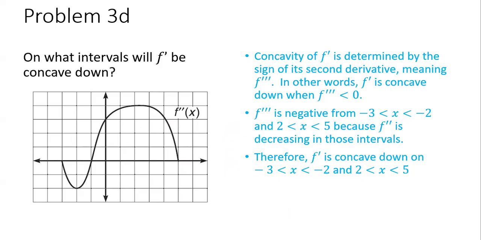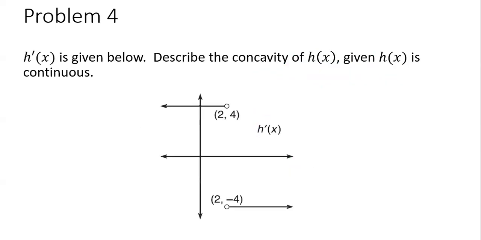All right. One more. Not as bad as the others, in my opinion. Okay. h prime is given below. Describe the concavity of h of x given h of x is continuous. Okay, so remember earlier in the video, if you stayed till now, I was foreshadowing something a little bit. This is the problem, okay? There's two ways to think about this. The better way is method 1, which I'll talk about right now. Method 2, you got to be more careful.